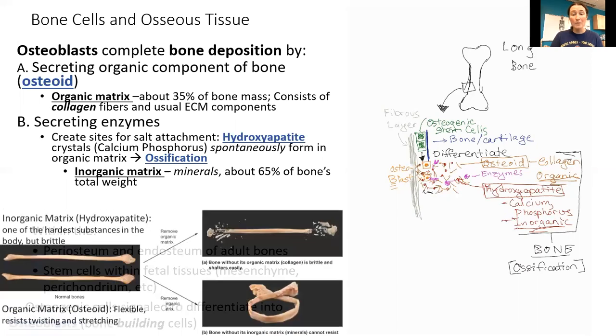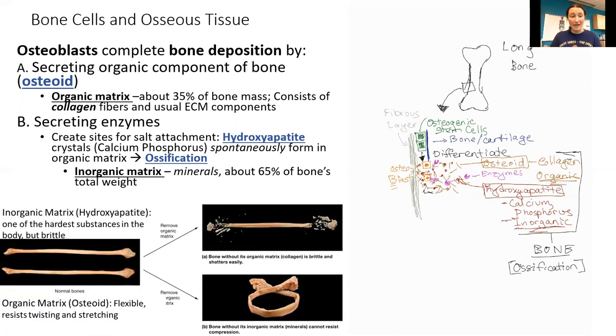Now we can see how important both the organic and the inorganic matrices are when we get rid of one of them. Okay, so just as an example here, if you were to take a chicken bone, or in this case, a fibula of a human, and you were to soak it in vinegar, okay, that vinegar is very acidic. And so what it's going to do is it's going to actually melt away. It's going to break down those salt crystals, leaving behind only the organic matrix. And so as we can see in the bottom image, just the organic matrix is super bendy, right? It's very flexible. It can twist, it can stretch.